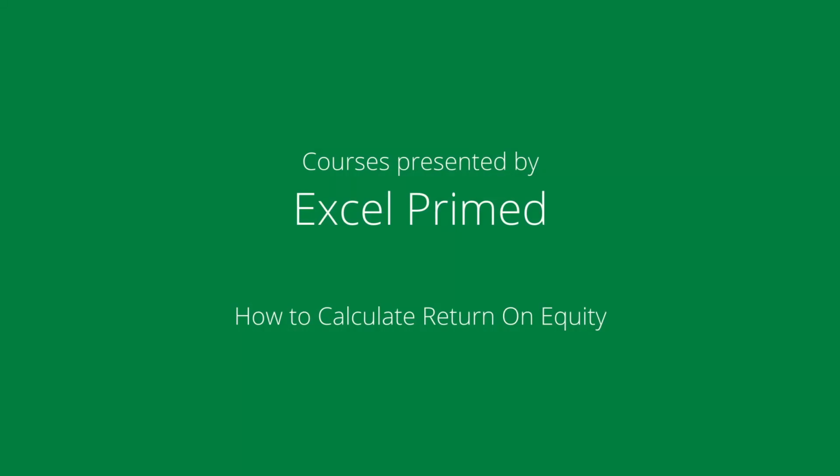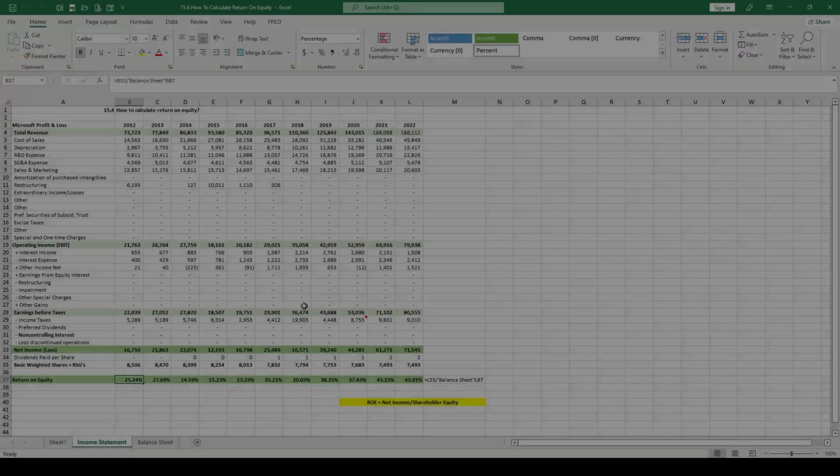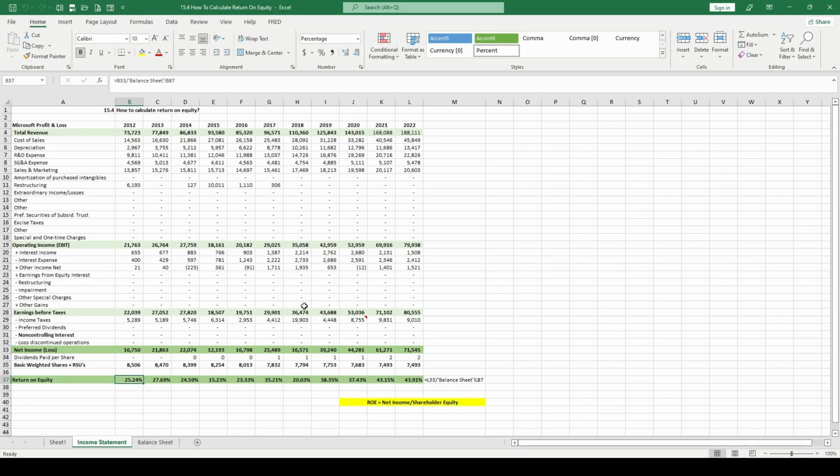Calculating return on equity. Return on equity is net income divided by shareholder equity. What am I talking about? In as simple terms as possible, we have an income statement. We've been looking at this repeatedly. Here we see net income right here. Across here, there's 10 years of net income for Microsoft.